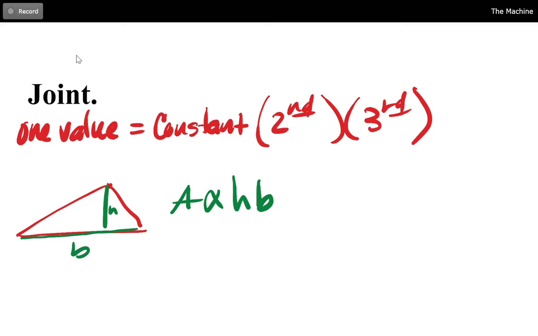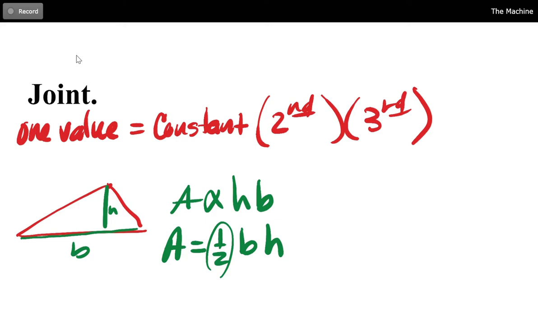but not variables, right? If I increase the base, I increase the area. If I increase the height, I also increase the area. And if I increase the height and the base at the same time, the area really gets big. So what's the constant that I have to put in there? Well, you remember that area is equal to 1/2 times the base times the height. So my constant of variation here is going to be the 1/2.